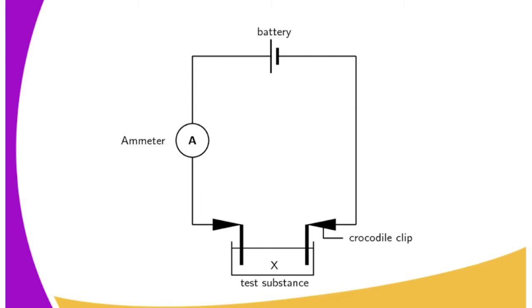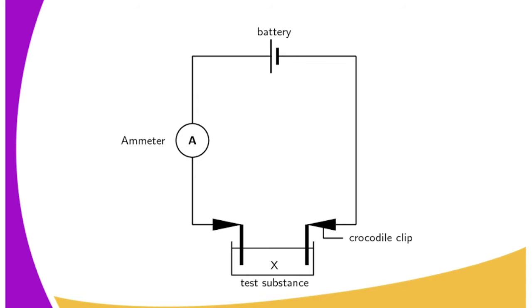For example, we are going to carry out a simple test in a laboratory. We are going to arrange our apparatus as shown below. As you can see, we have an ammeter, we have a battery, and we have a crocodile clip and the substance X which we are going to test. So, what happens? Let's say, for example, you take a piece of paper and put it between the two crocodile clips. The ammeter is not going to move. The reason is that paper does not conduct electricity.